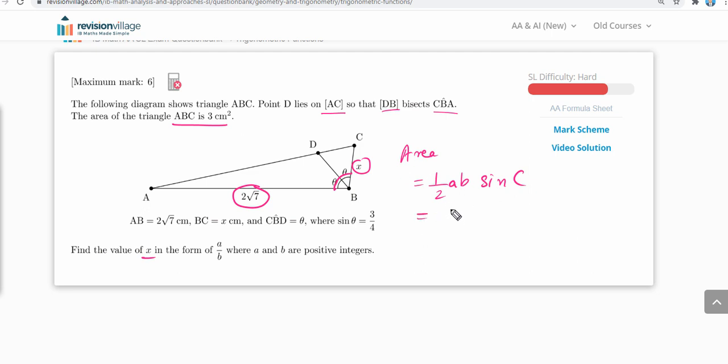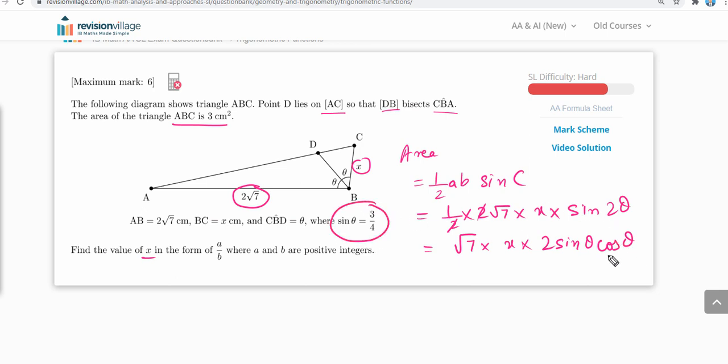So the area of this triangle will be equal to 1 over 2 ab, like 1 over 2 times a is 2 under root 7, b is x, and sine of 2 theta. Because this is theta, theta plus theta will become 2 theta. So the area will become equal to 1 over 2. This 2 will get cancelled, and we'll have under root 7 times x times sine 2 theta, which can be written as 2 sine theta cos theta. So we have the value of sine theta, but we do not have the value of cos theta.